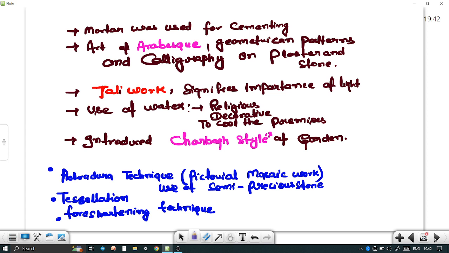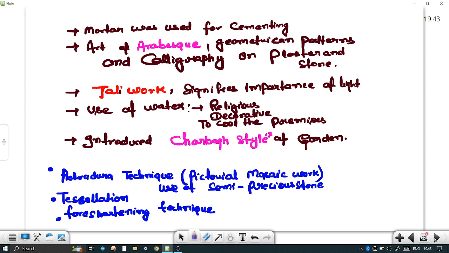Water is used primarily for three purposes, mainly religious purposes, or maybe decorative purposes also, and to cool the premises there. And they introduced the charbagh style of garden, in which a square block was divided into four identical gardens. Next is the Pietra Dura technique, and it refers to the pictorial mosaic work using semi-precious stones.